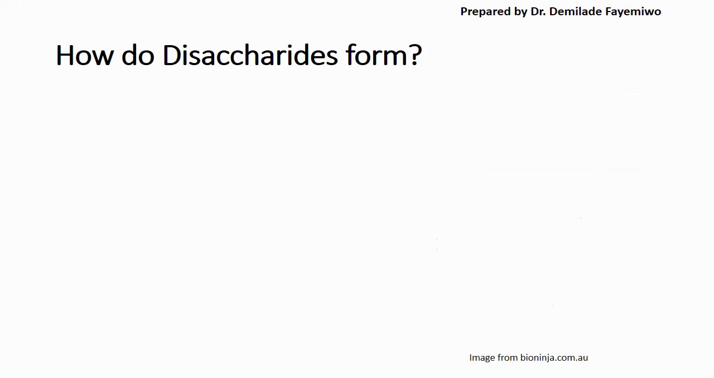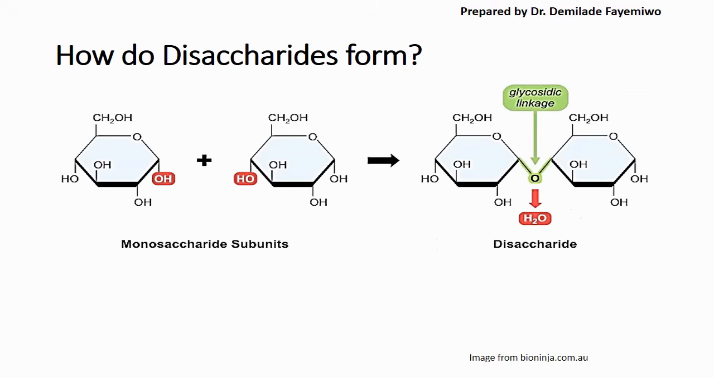So how do disaccharides form? Well, you can have 2 glucose units as we have in this image over here. And what you will notice immediately is that the hydroxyl group on both glucose units have been highlighted in red. Why this is important is because those hydroxyl groups will react with each other to form water and what we call a glycosidic bond. So if you look on the right side of this chemical reaction, you will see that there is an oxygen there that is being pointed to as the glycosidic linkage.